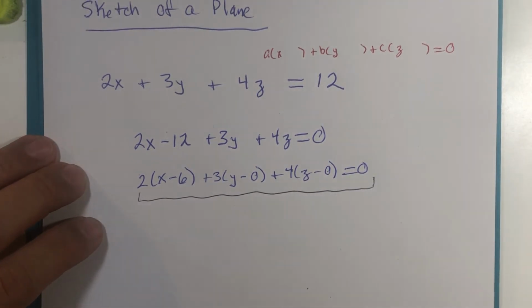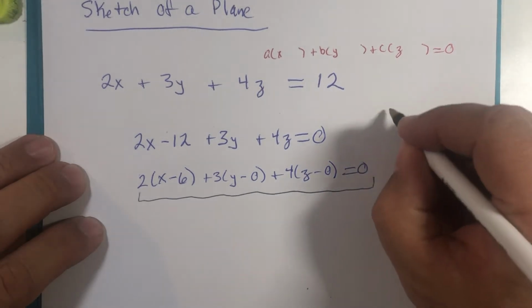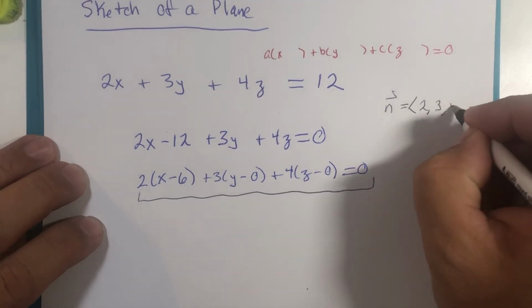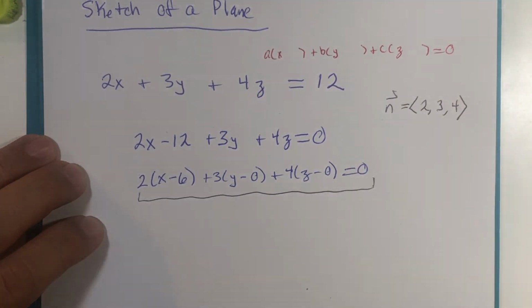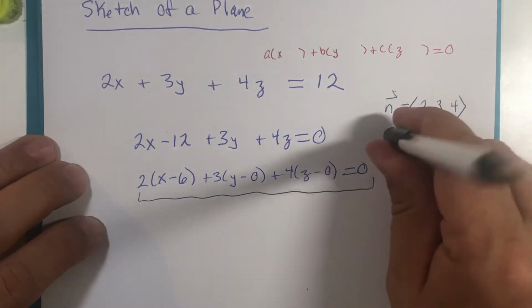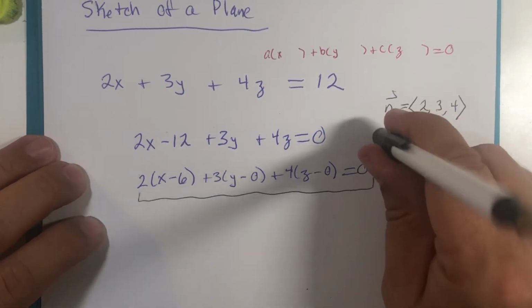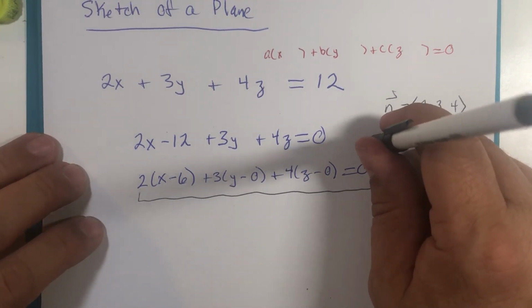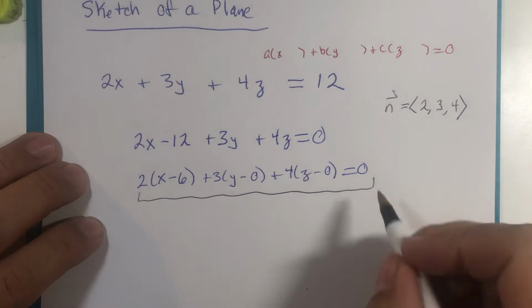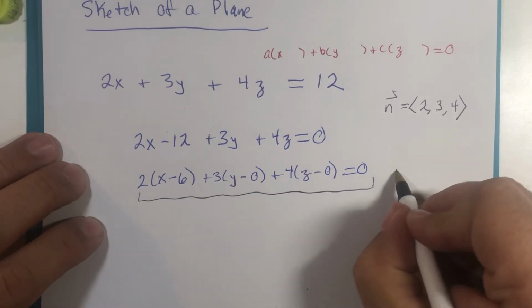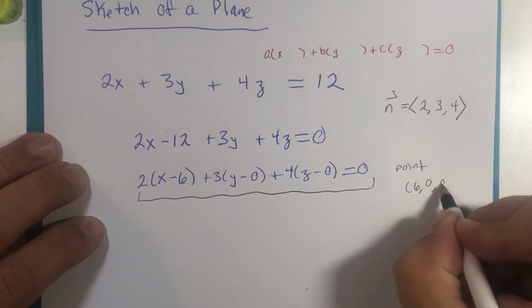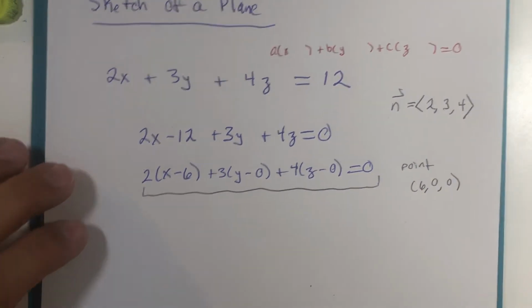That is a plane. Its normal vector is 2, 3, 4. Recall, that's not coordinates, that is the direction the vector sticking perpendicular to the plane goes. Yes, the correct term is normal to the plane. And if I use this equation here, I would get a point 6, 0, 0.